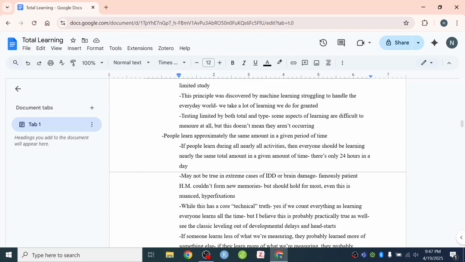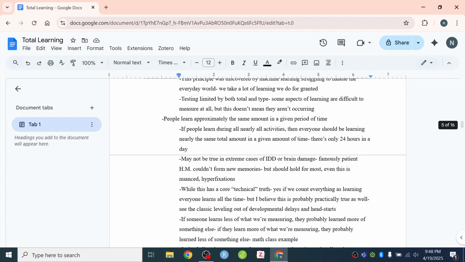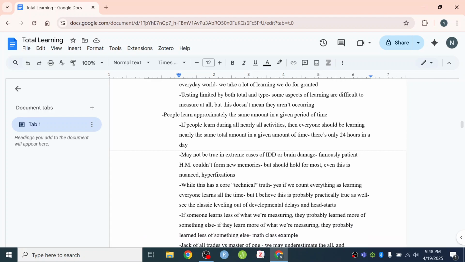Classic leveling out of developmental delays and head starts might be explained through this kind of mechanism of total learning: only so many hours in a day. If someone learns less of what we're measuring, they probably learned more of something else. If they learn more of what we're measuring, they probably learn less of something else.